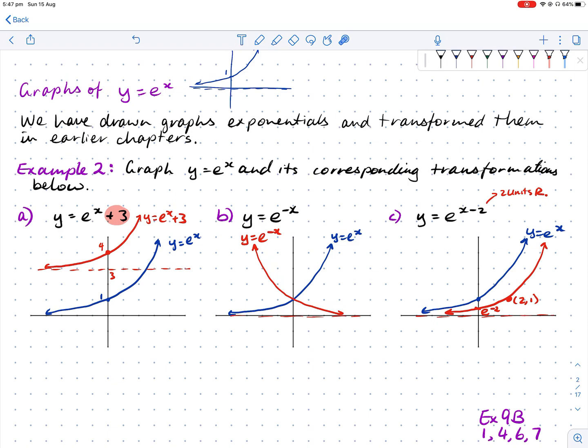Basically, if we're just drawing a sketch, then e to the power of x won't look too much different to 2 to the power of x or any of those.